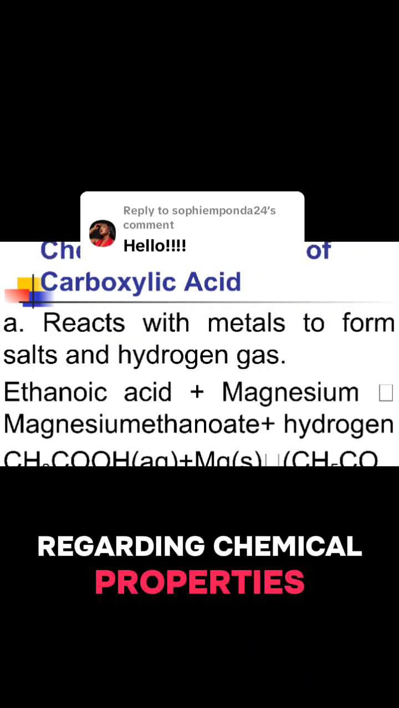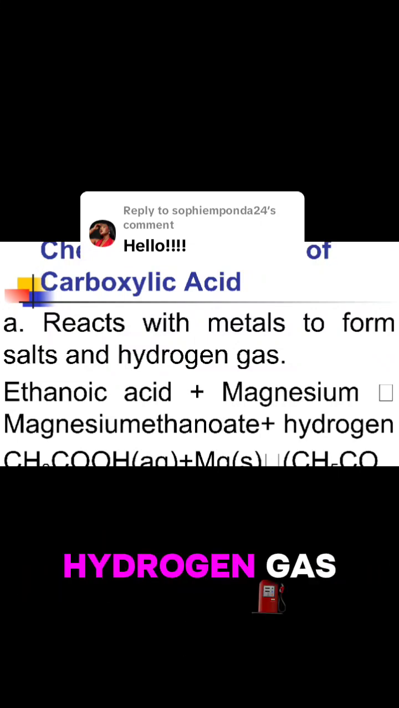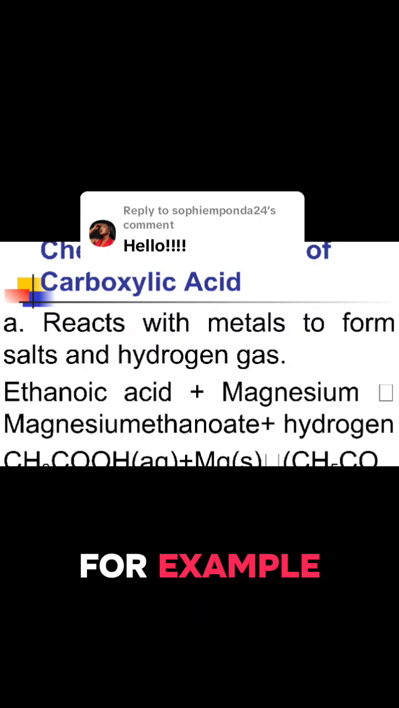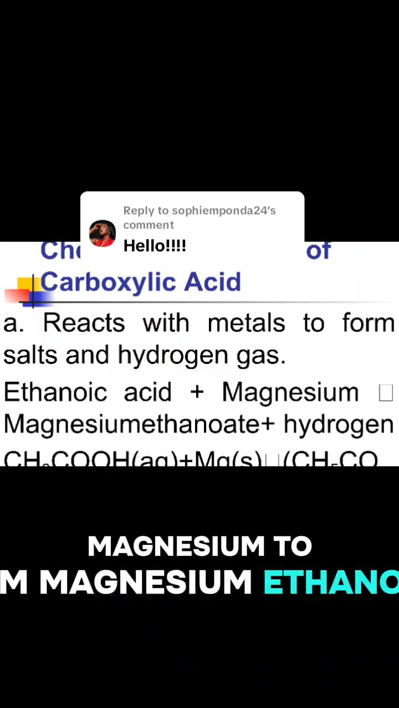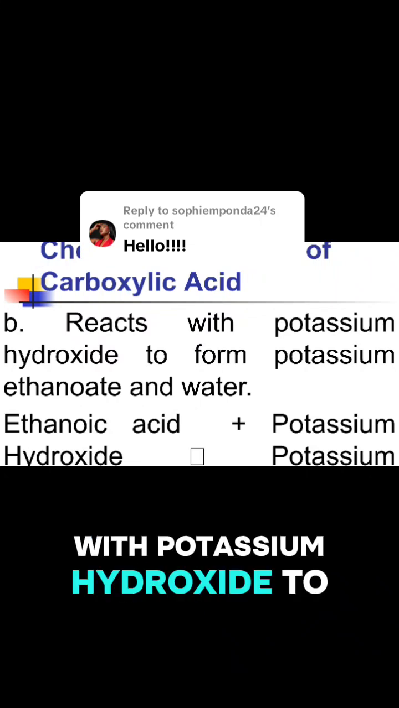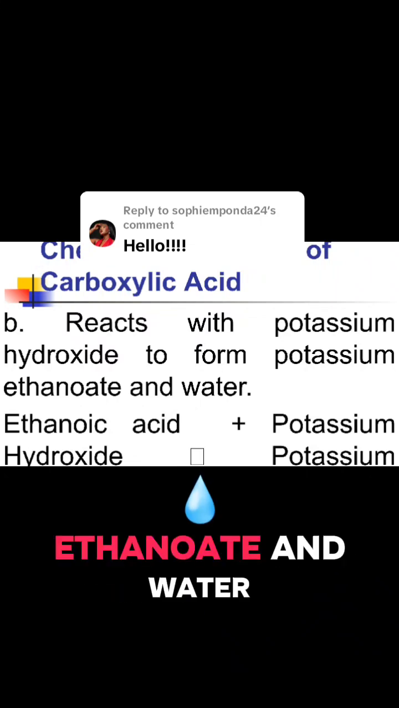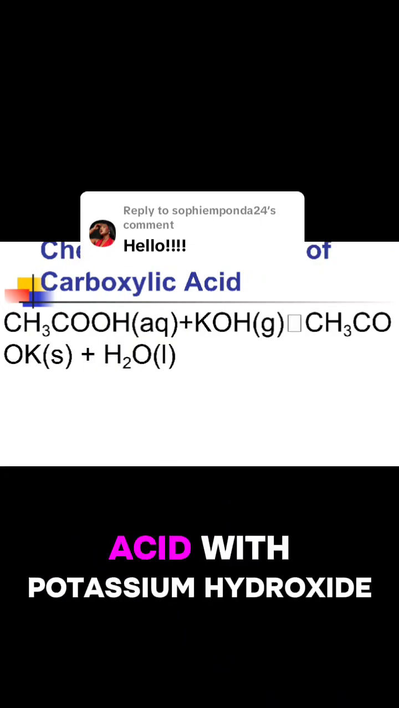Regarding chemical properties, alkanoic acids react with metals to produce salts and hydrogen gas. For example, ethanoic acid reacts with magnesium to form magnesium ethanoate and hydrogen. Alkanoic acids also react with potassium hydroxide to form potassium ethanoate and water. The chemical equation for the reaction of ethanoic acid with potassium hydroxide is shown here.